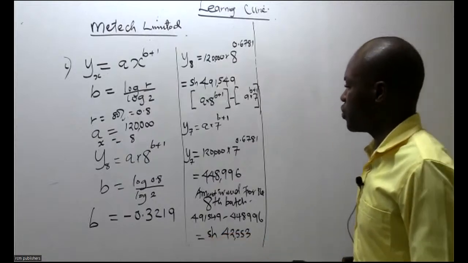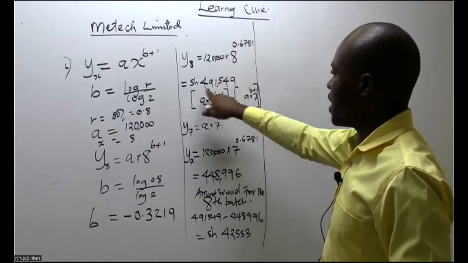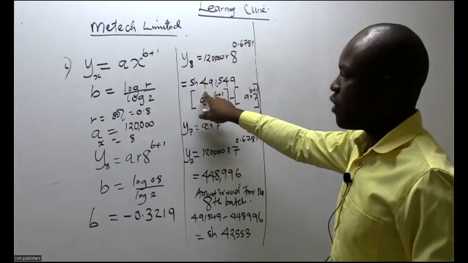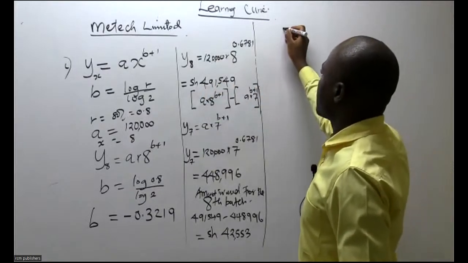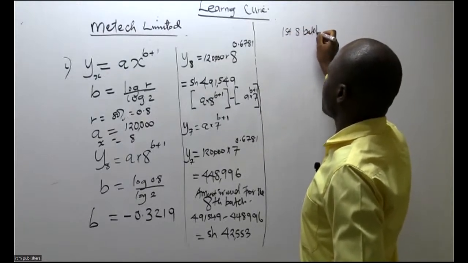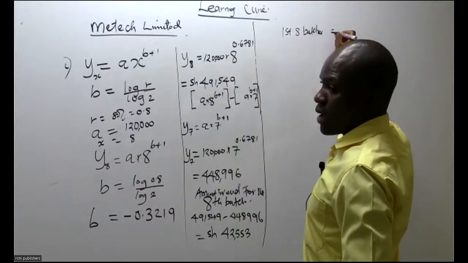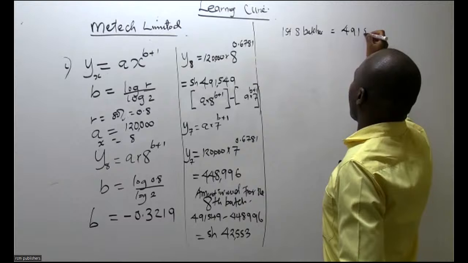So let's do that together. The first 8 batches, how much did they incur? The first 8 batches, they incurred 491,549.